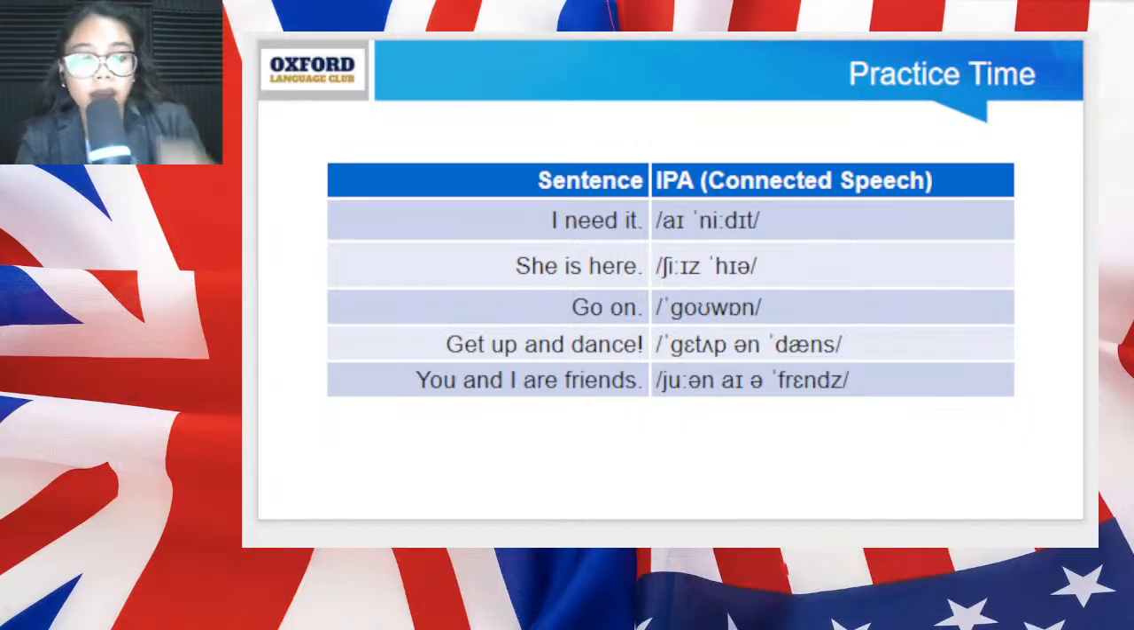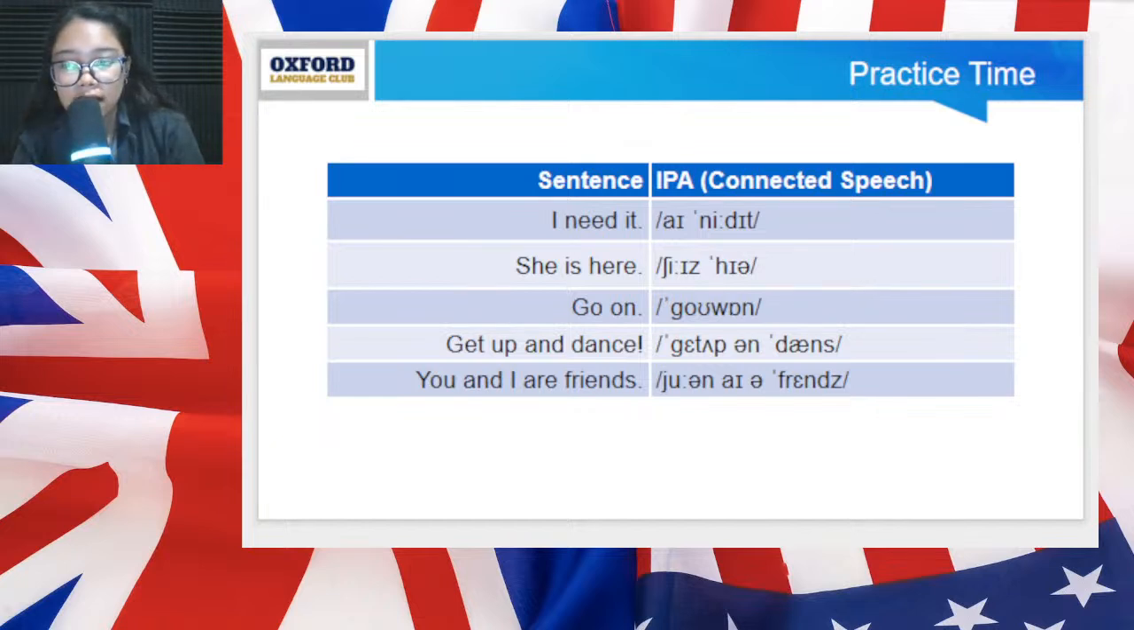So this is a classic example of consonant to vowel linking, where a consonant sound at the end of a word connects to a vowel sound at the start of the next. So try saying it with me, focusing on making that D sound from need jump right into it. I need it. Again, I need it. Feel how smooth that is? That's the feeling we are aiming for. Okay? I need it. All right. Our second example is she is here.